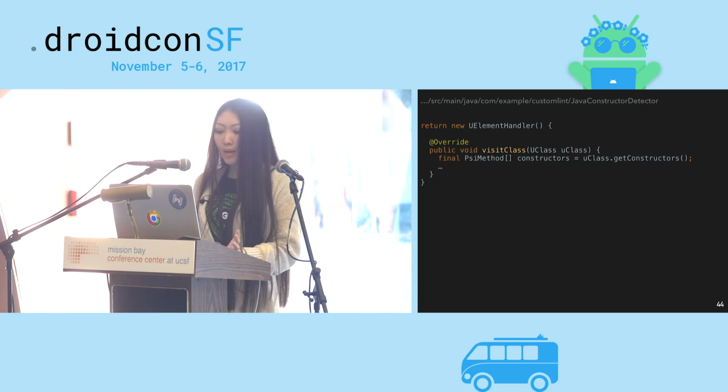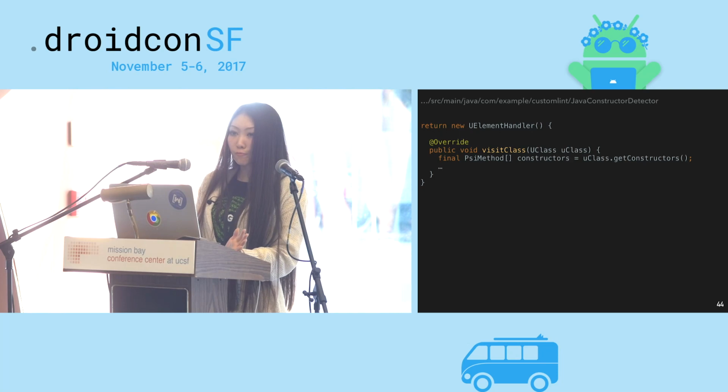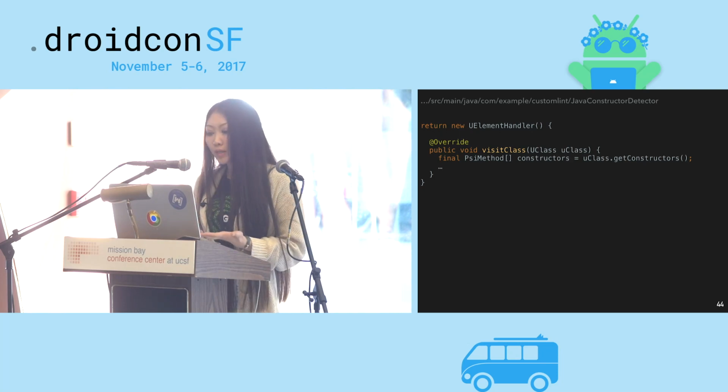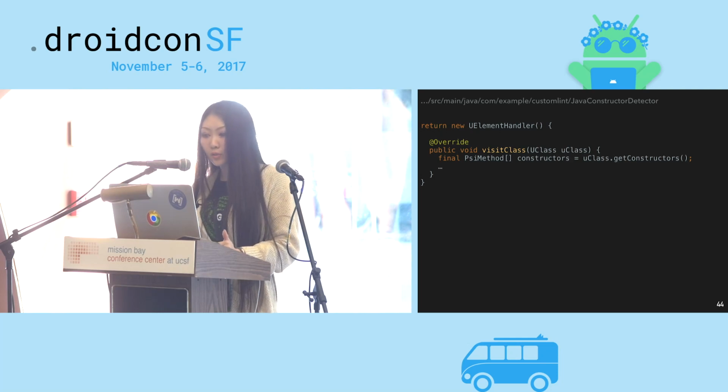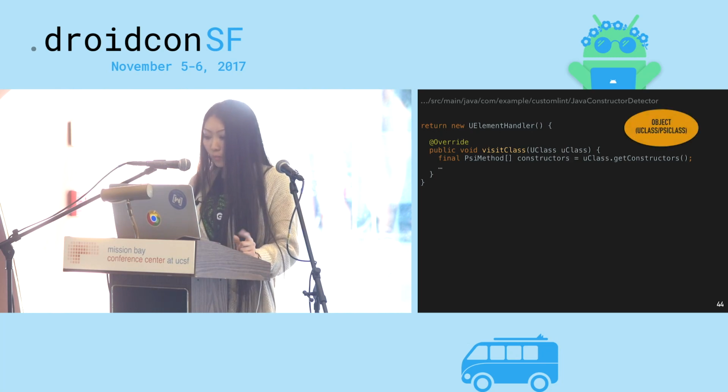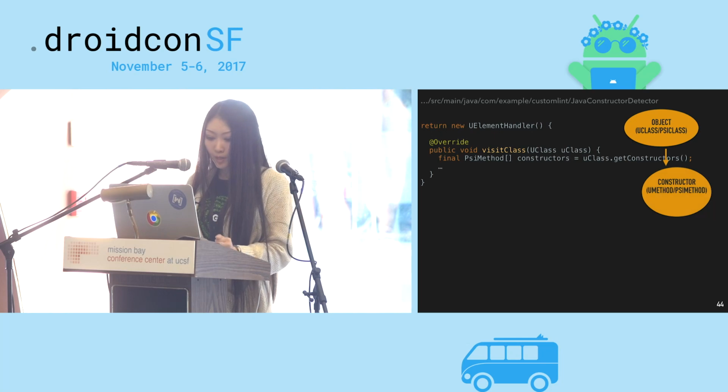Then Lint has many really helpful methods built in already. So before you do things the hard way, try to see if there's some existing logic that you can borrow. For example, here I'm calling the really convenient get constructors method for UClass. Note that this returns an array of PSI methods. Also, in our abstract syntax tree, we have moved from the object level to the constructor level already.